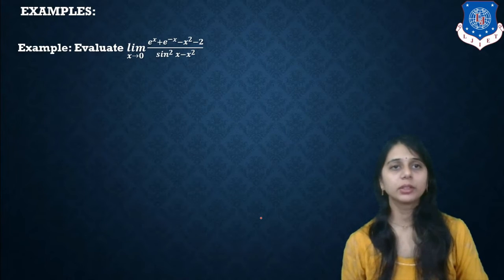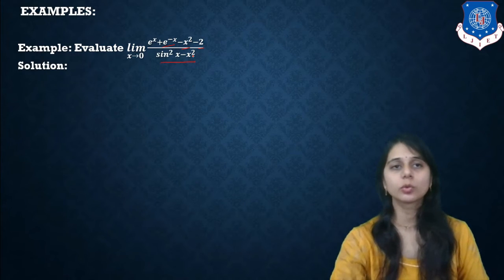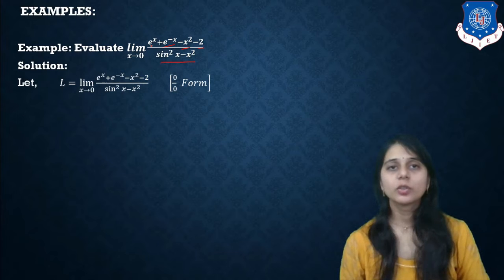We take an example: e raised to x, e raised to minus x square minus 2 sin square x upon x square. Now we put the value 0. It is 1, 1, minus 1, minus 2. We get the 0 by 0 formation.